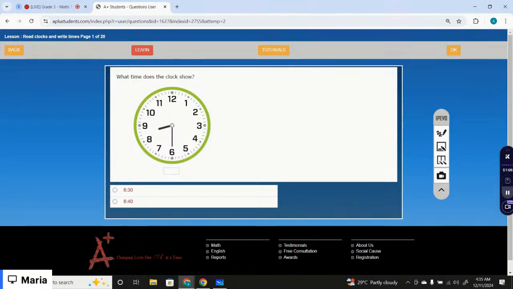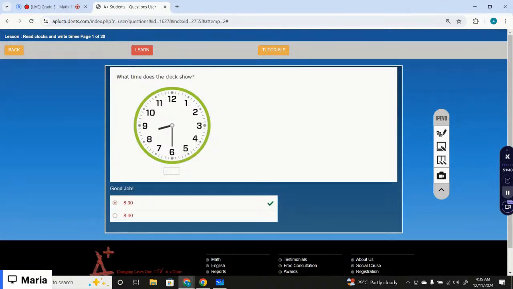What time does the clock show? This is the hour hand, the shorter one. That is between 8 and 9. So that means that is still 8. And the longer hand, the minute hand, is pointing to 6. So that is 8:30. The correct option is option number 1. That is 8:30. Option number 1 is the correct option.